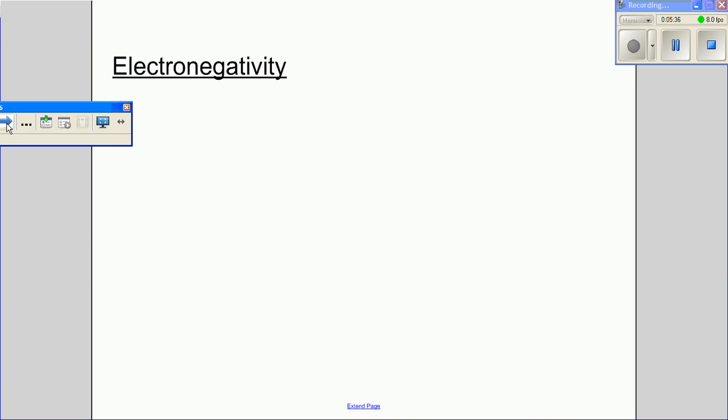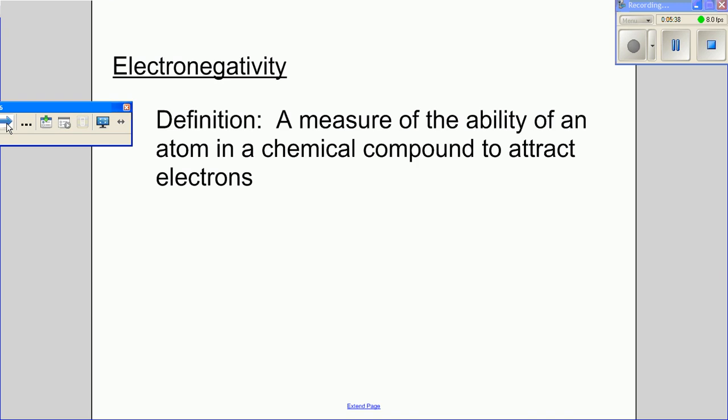Electronegativity. Electronegativity is the ability of an atom when it's forming a compound to actually attract the electrons. So we looked at ionization energy, and that's how much energy is required to remove an electron. This is looking at the atom itself and its ability to attract the electrons to it when it's forming a compound with something else.